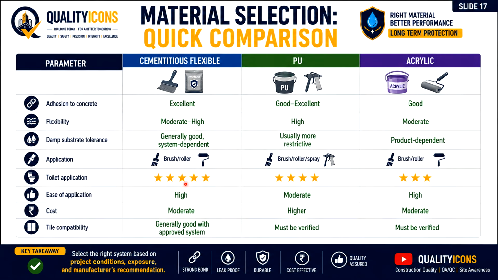Application: brush or roller, and for some systems spraying machines. Toilet application is rated by stars: 5-star, 4-star, 3-star. Ease of application: high, moderate, high. Cost: moderate, higher, moderate. The PU, polyurethane or polyurea, system is economically high. Tile compatibility is generally good with approved systems, but must be verified.